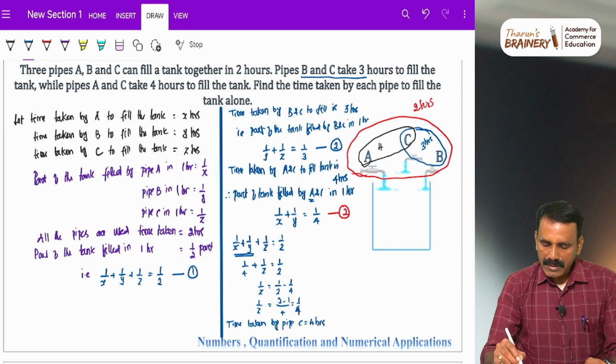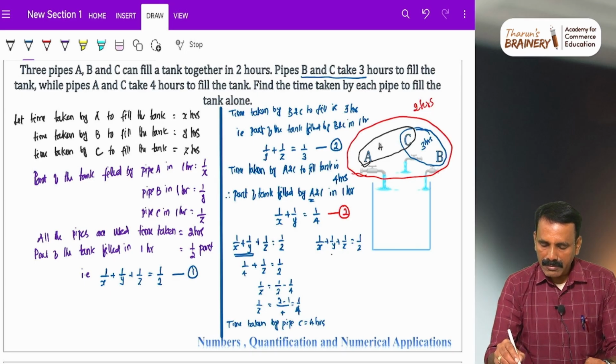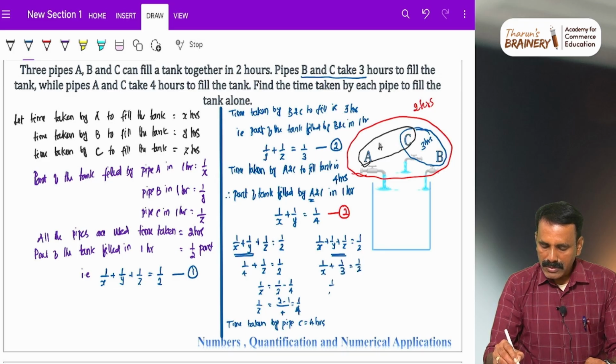Next, same expression, 1/x + 1/y + 1/z = 1/2. We substitute the second equation now, 1/y + 1/z = 1/3. So, 1/x + 1/3 = 1/2. So, 1/x will be equal to 1/2 - 1/3. We take LCM, 6 is the LCM, cross multiply, 3 minus 2, that is equal to 1/6.